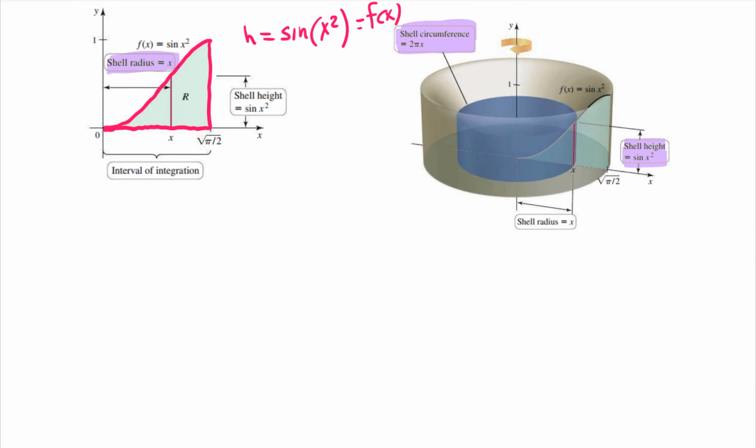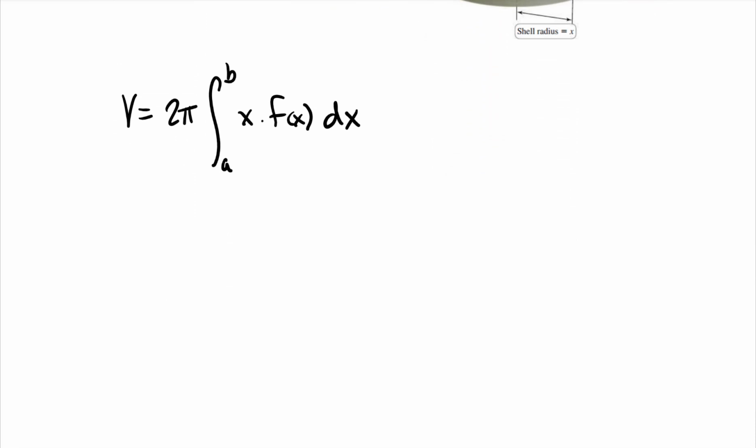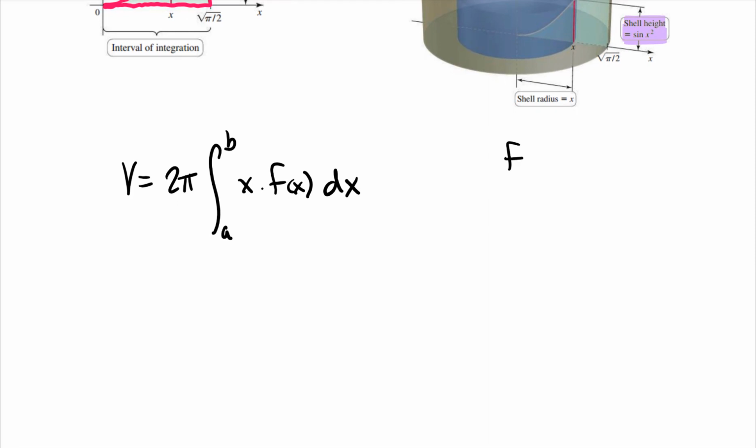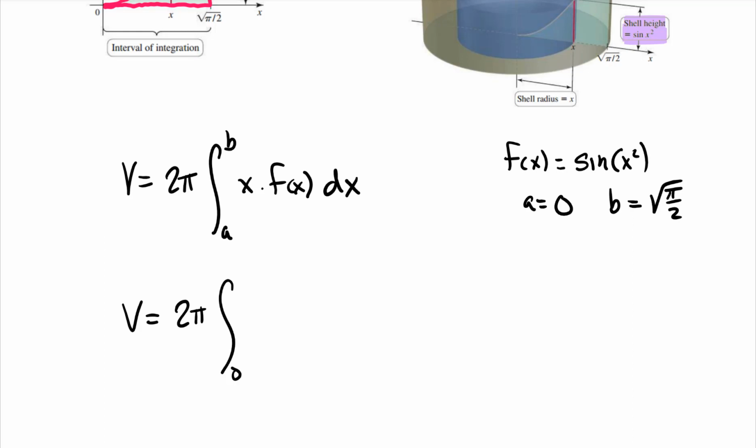Let's see if we can solve this problem. So what do we have? The volume is equal to 2 pi times the integral from a to b of x times f of x dx. We've seen the picture, but I know for myself, I'm not drawing the picture. I'm just looking at it: everything's in terms of x's, we're going about the y-axis, we're using the shell method. This is the formula we must have memorized. Our f of x is sine of x squared, our a is 0, and our b is the square root of pi over 2. So it's 2 pi times the integral from 0 to the square root of pi over 2. The x is always there, we don't have to solve for x. Then f of x is sine of x squared dx.